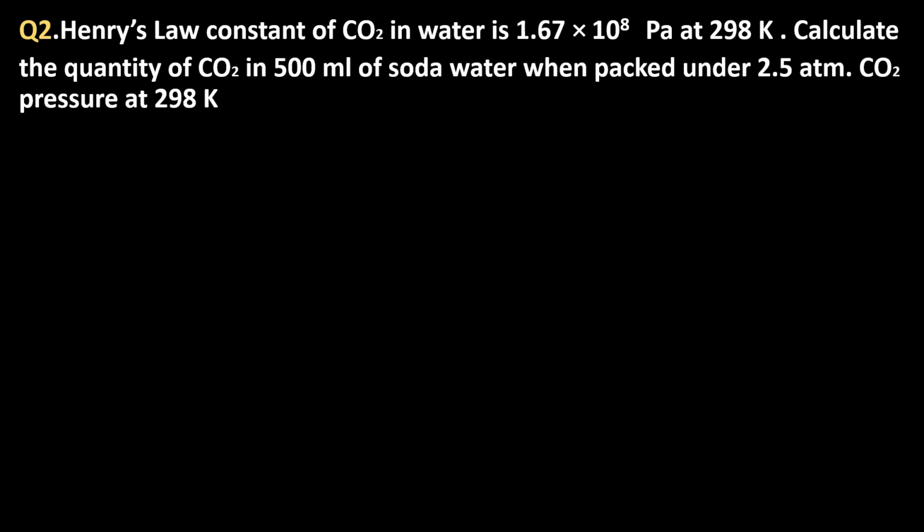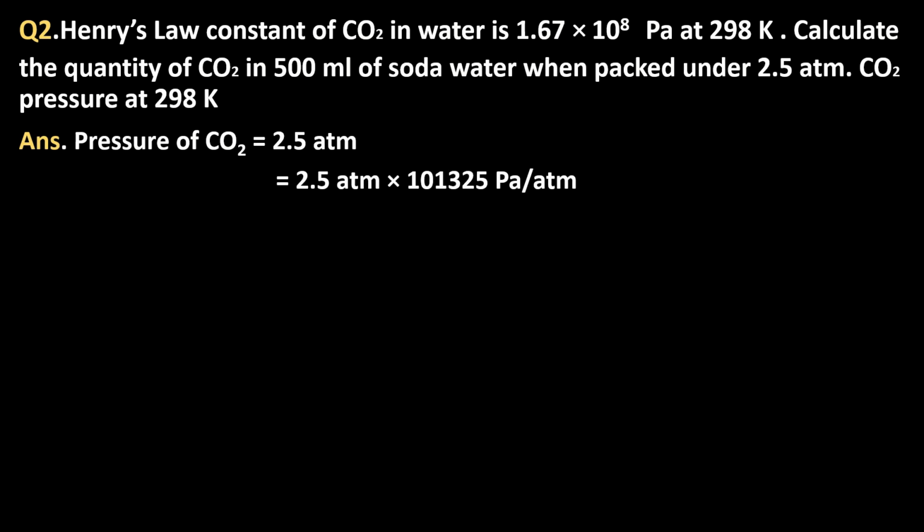Henry's law constant is given here. Pressure is also given. So, it is simply direct application of Henry's law constant. So, in the answer section, pressure of carbon dioxide is 2.5 atmosphere. But the Henry's law constant is given in Pascal, Pa. So, we have to convert atmosphere into Pascal by multiplying it with 101325. You get it as 253312.5 Pascal.